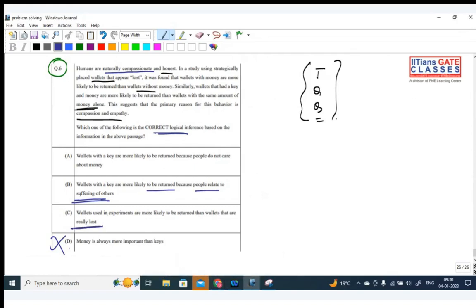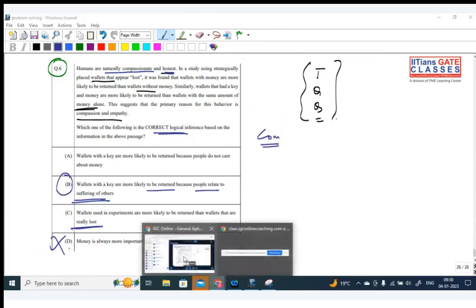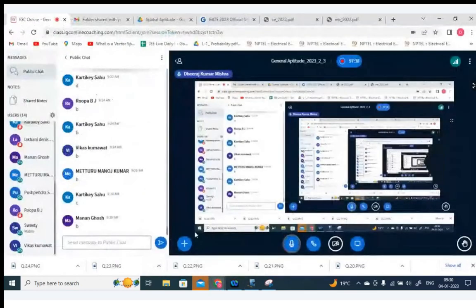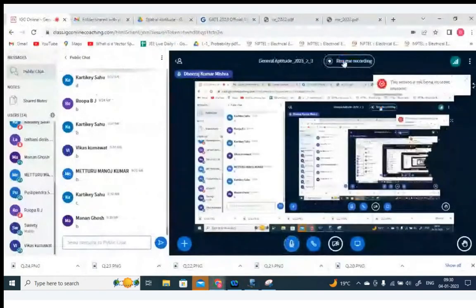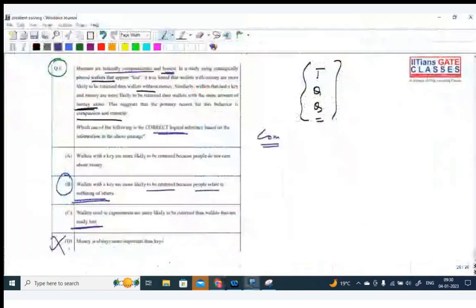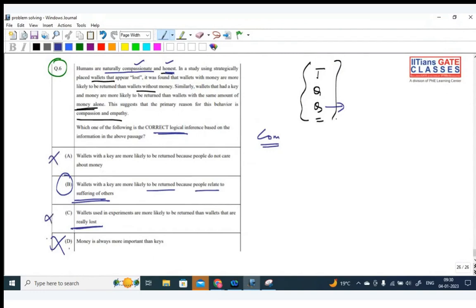But in this question, you see these words, right? They have said compassionate and honest. So this option can be correct, option B, right? Let us read for one minute. You have to be careful because you also have to choose some of the words. Here the words are compassionate, honest, so you have to choose. This option will not be correct, and this option can be correct.